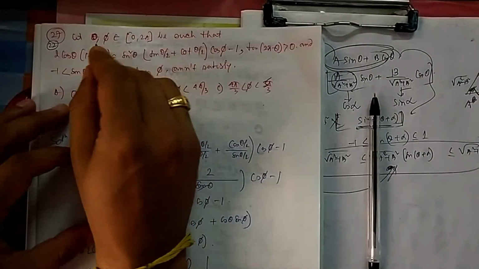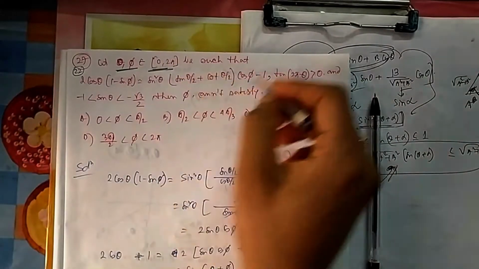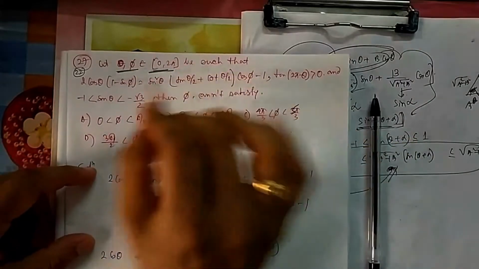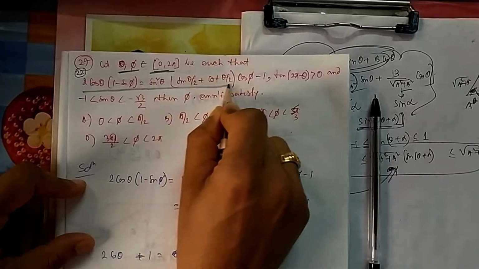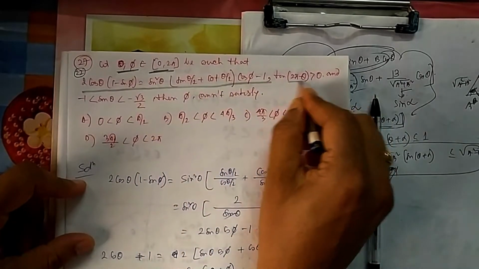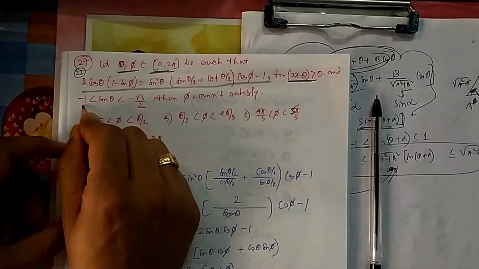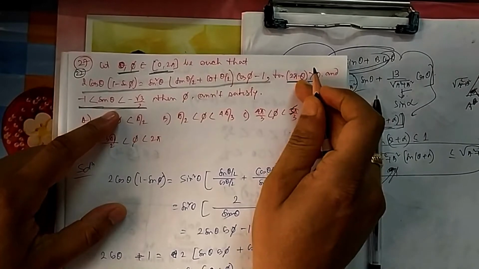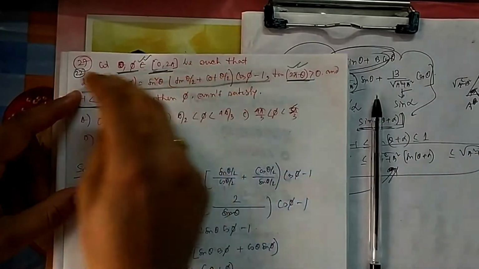In question 22, theta and phi both lie between 0 to 2 pi, that is, you will take one round of 0 to 360, that's it. And one expression is given: 2 cos theta times (1 minus sin phi), over sin square theta, minus 1. Also given are tan(2 pi minus theta) should be positive, and sin theta should lie between these two. So they have some restriction on theta, and this is the general expression.